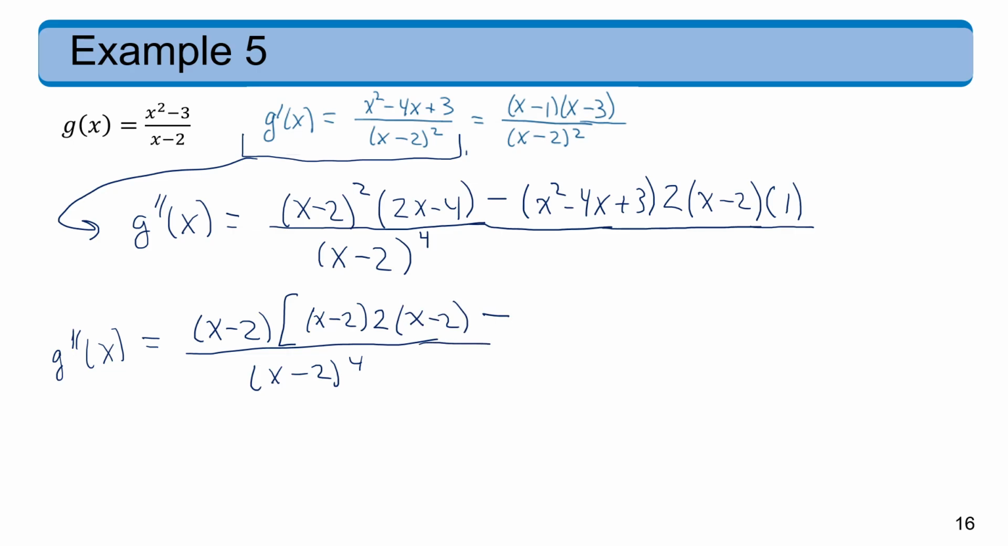Then minus, now we're on to this term. We just factored out x minus 2. And I'm going to leave this 2 out. I'm not going to distribute it. So I have 2 times what's in the parentheses here.